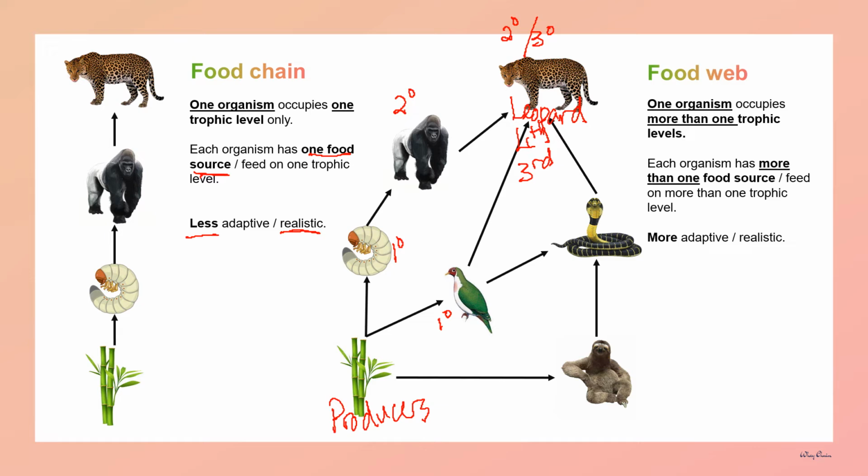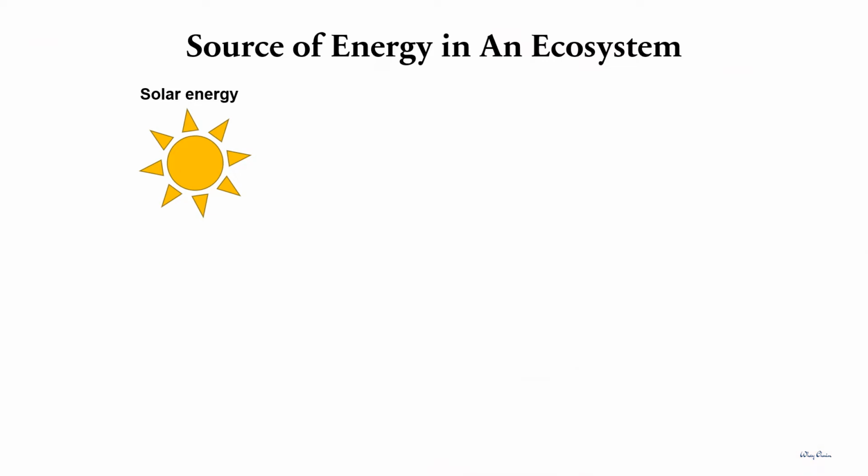Another reason why we say food web is more realistic is because an organism may have more than one food source. For example, both snake and leopard have more than one type of food source, from different trophic levels. Both food chain and food web are not only about the feeding relationship, but they also discuss the energy flow in an ecosystem.